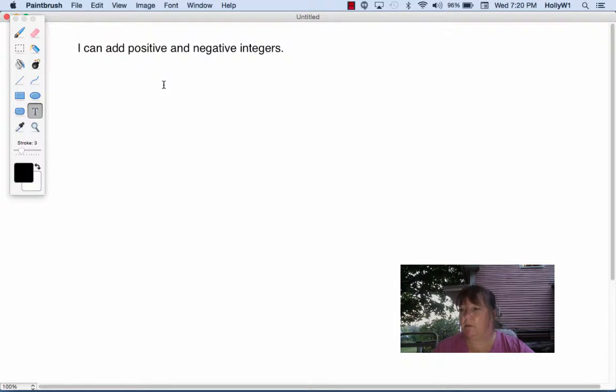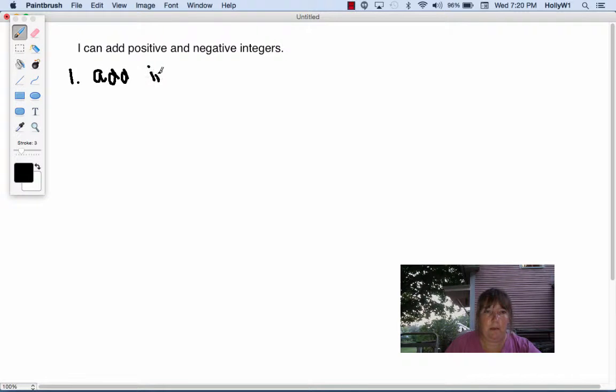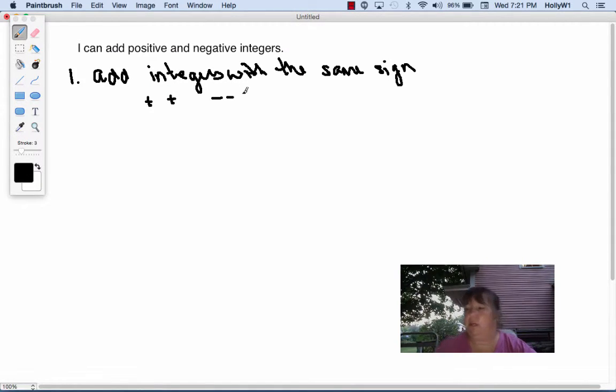And so, for example, we're going to add integers of the same sign. So example 1, let's see here, we're going to go back to the paintbrush. Example 1 is adding integers with the same sign. That would be if you had a positive that you were adding to another positive, or a negative that you're adding to another negative.